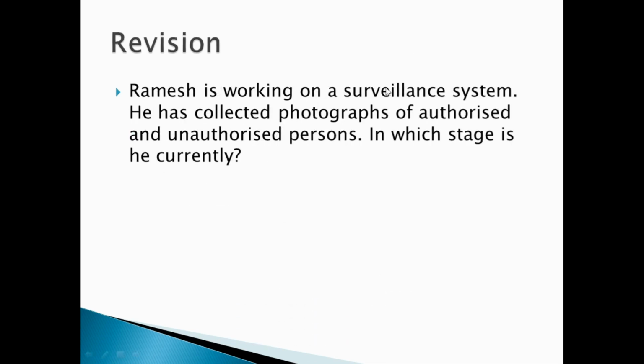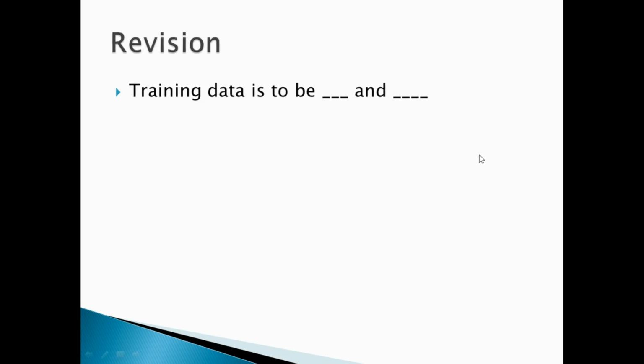Ramesh is working on a surveillance system. He has collected photographs of authorized and unauthorized persons. In which stage is he currently? So, he has collected some data, and that is why it will be data acquisition.